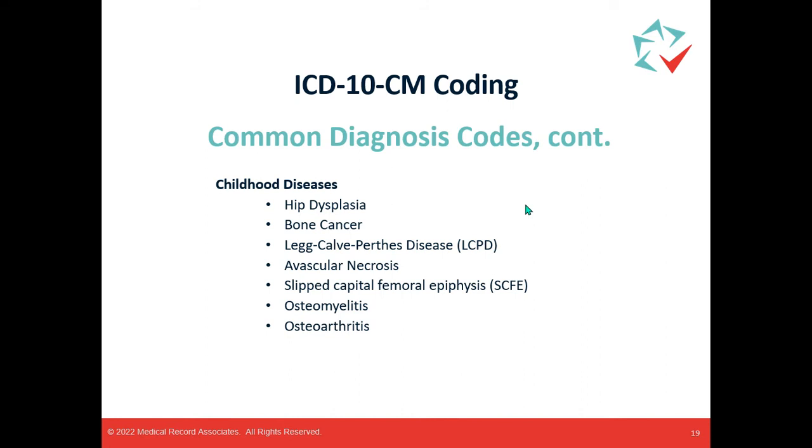There are a variety of childhood diseases that could lead to a hip replacement, such as hip dysplasia, bone cancer, Legg-Calvé-Perthes disease, avascular necrosis, a slipped capital femoral epiphysis, osteomyelitis, and osteoarthritis. You can look up the codes for these conditions as necessary since they are not listed here.